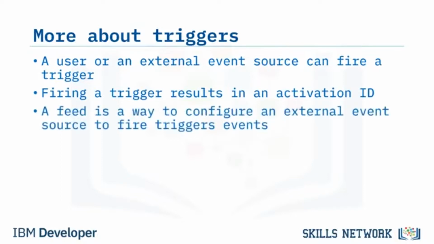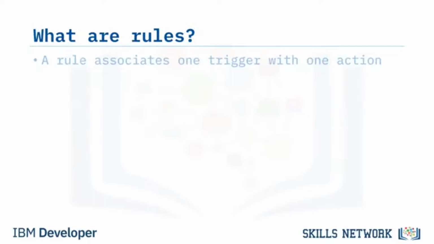A feed is a way to configure an external event source to fire multiple trigger events that can be consumed by Cloud Functions. A rule associates one trigger with one action. Every firing of the trigger causes the corresponding action to be invoked with the trigger event as input.